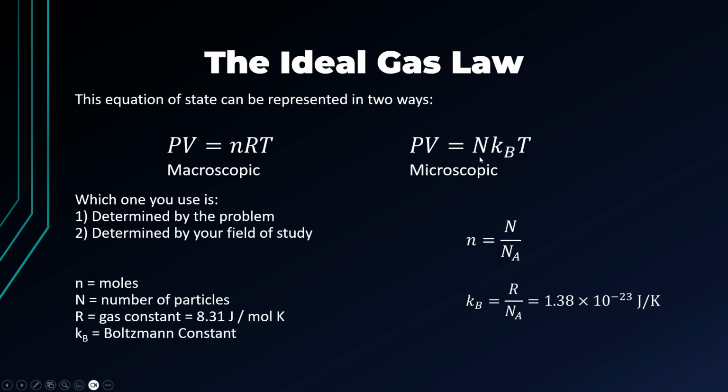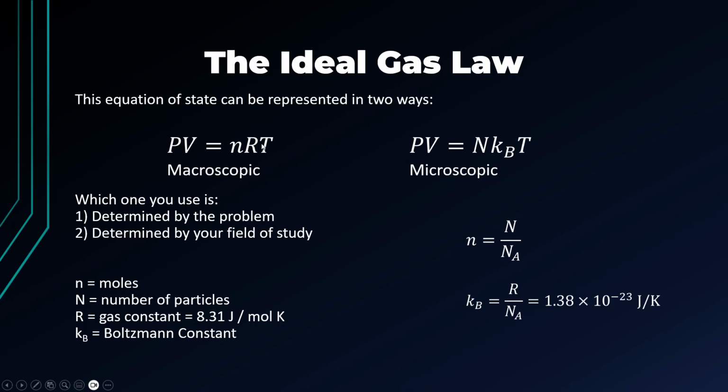And this capital N represents the number of particles, not the number of moles. And then we have this Boltzmann constant, which is just our gas constant divided by Avogadro's number, right? So if we're looking at microscopic changes, we use the equation that involves the Boltzmann constant and the number of particles, whereas if we're looking at macroscopic changes, we use moles and the gas constant.